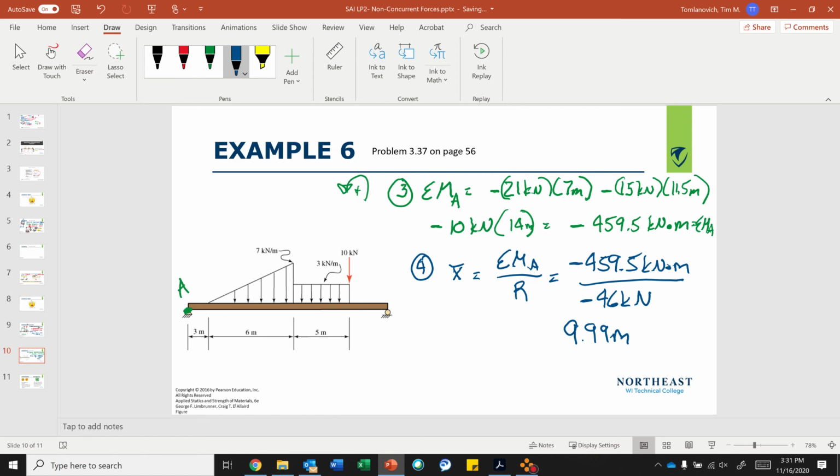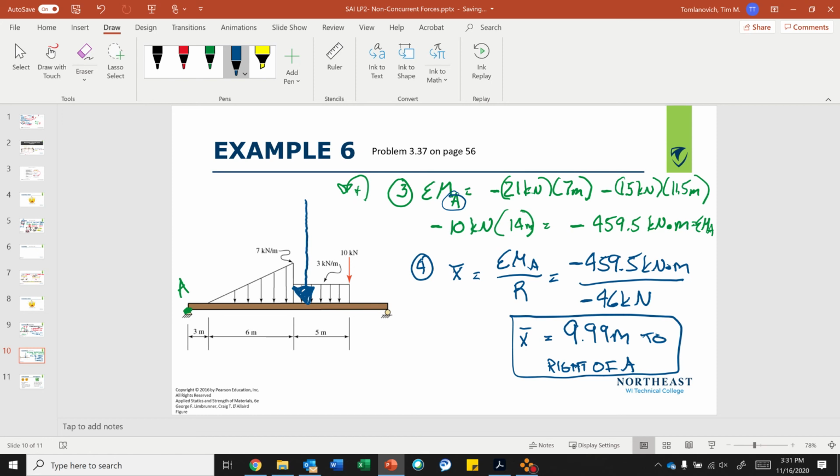Positive, right? A negative divided by a negative equals 9.99 meters to the right of A because it's positive. Because remember, what is my moments about? Point A, so to the right of A. Okay. So what is that telling me? My resultant force, let's see, 9.99, so right about here. This is my big R.